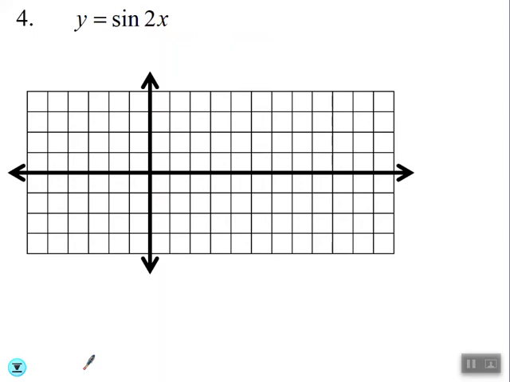Now, let's take a look at what b does to our graph. Here we have y equals sine of 2x. Our amplitude is 1. B is 2, so our period is going to be 2 pi divided by 2, which is just pi. Our quarter period is going to be the period, which is pi, divided by 4, so pi over 4. I'm going to label my axes the way I have for the other problems.